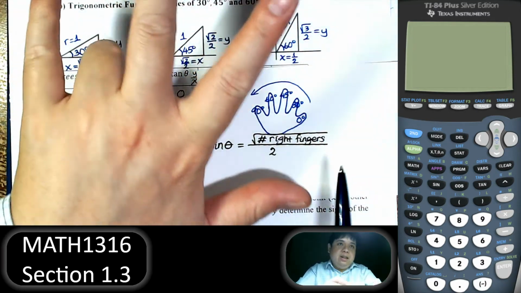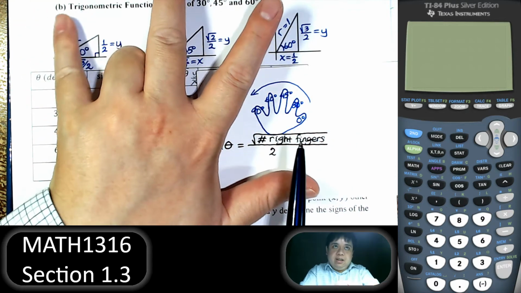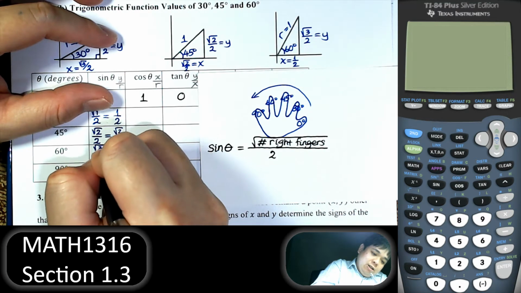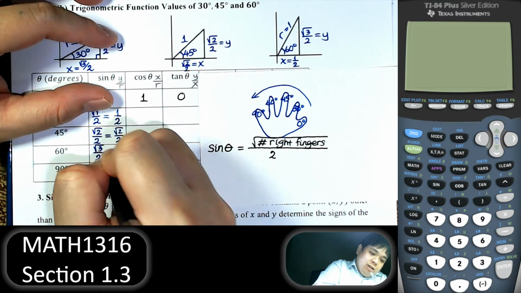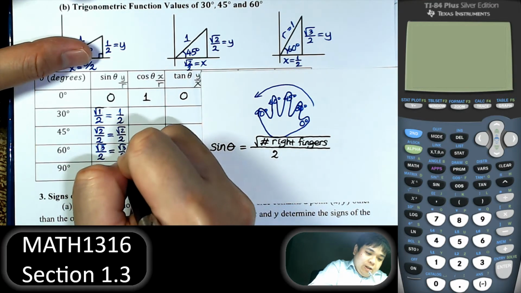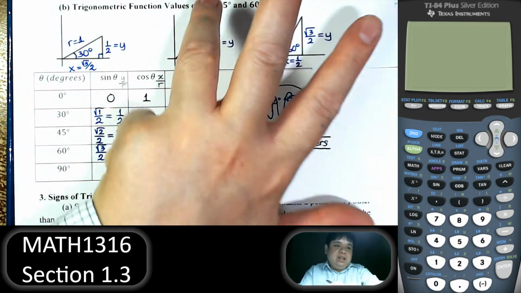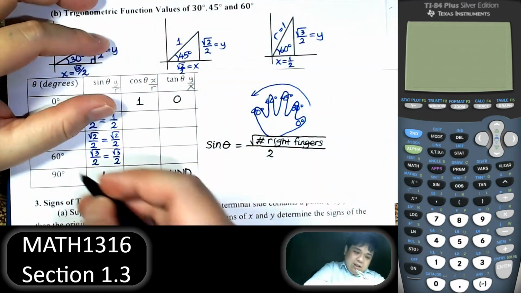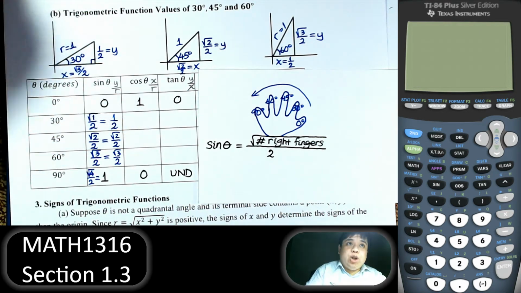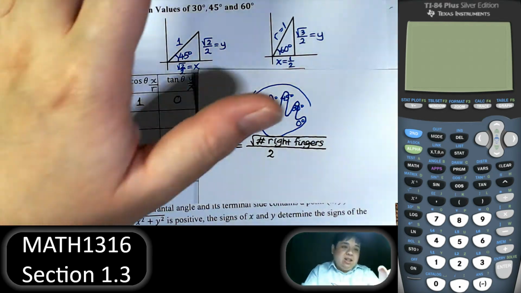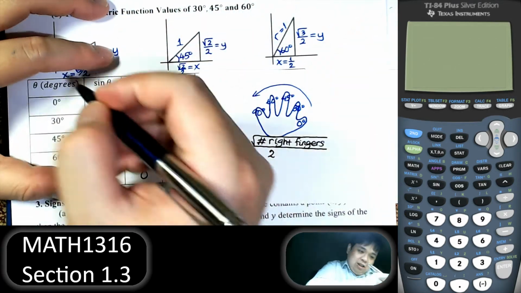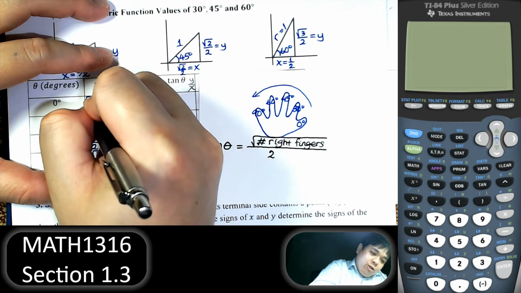60 degrees is these fingers, and there are 1, 2, 3 fingers on the right. So we have square root of 3 over 2. And then 90 degrees, there are 4 fingers on the right. So this is square root of 4 over 2. Square root of 4 is 2, 2 over 2 is 1. And then 0 degrees, that is the thumb. There are 0 fingers on the right. Square root of 0 over 2 is 0.